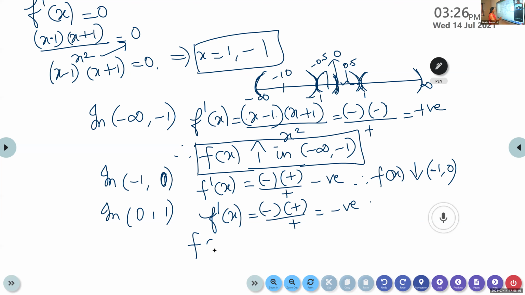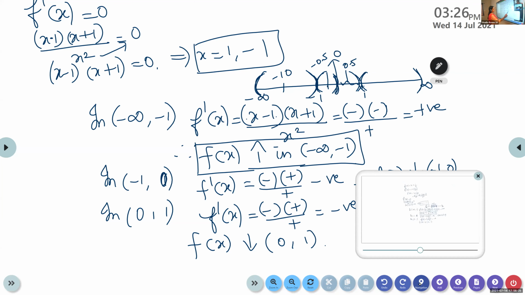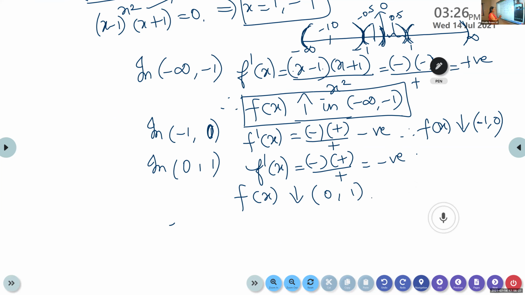So again, in this interval, f of x is decreasing in the interval 0 to 1. Now take the last interval. Which interval? 1 to infinity. Select the next interval, 1 to infinity.